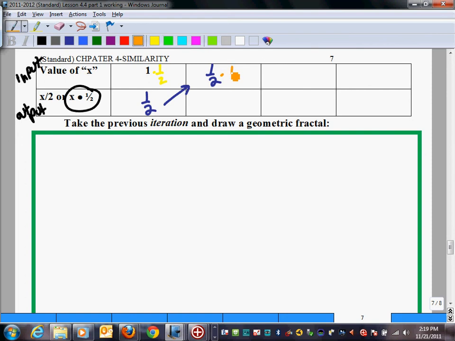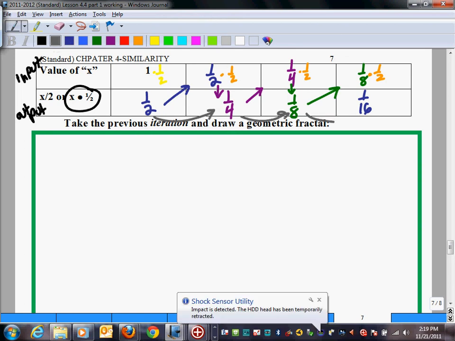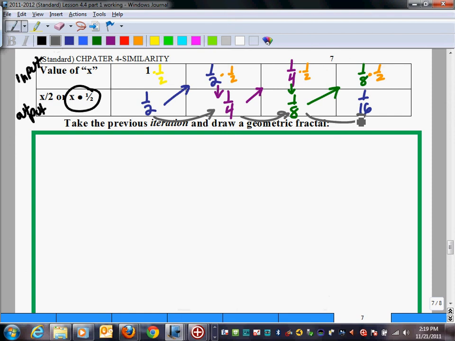And we times by 1/2 again, and we get 1/4. Bring 1/4 up. Times by 1/2 again. Times by 1/2. Get 1/16. Okay, so this right here is called an iteration. Again, it's a series of math. Now we're going to make a fractal.